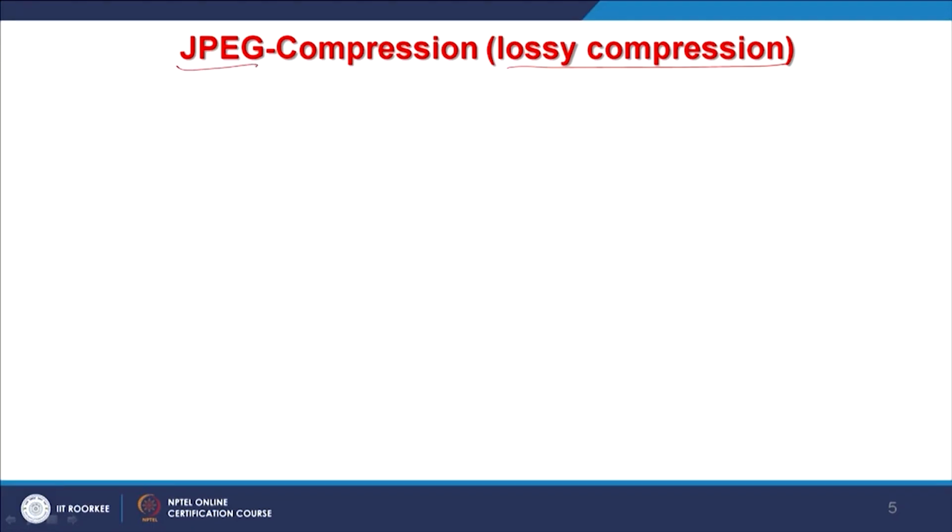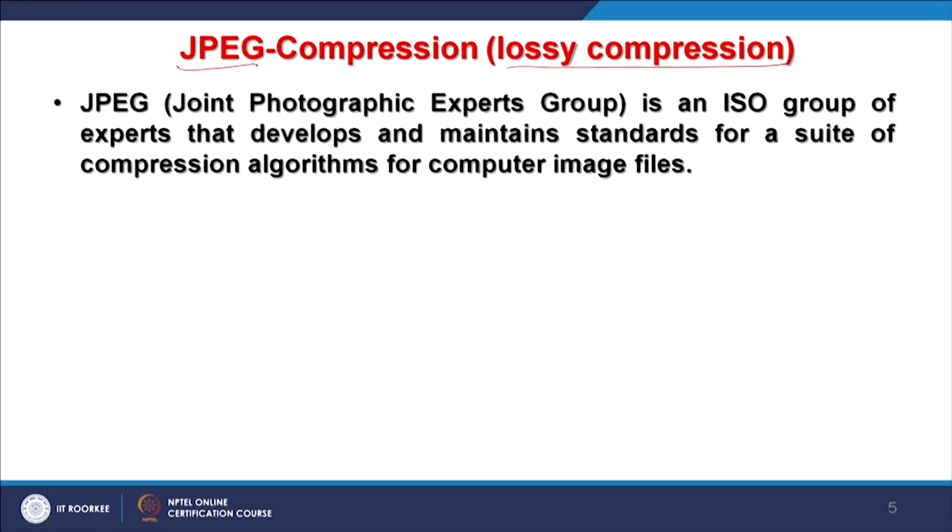In short, we say JPEG, and it stands for Joint Photographic Experts Group, which is an ISO group of experts, and the development is going on continuously. That is why they develop and maintain standards for a suite of compression algorithms for computer image files. The latest version is JPEG 2000. So, this way we get a new development.